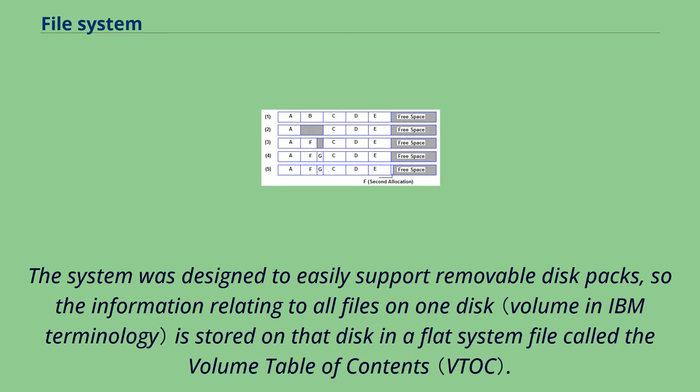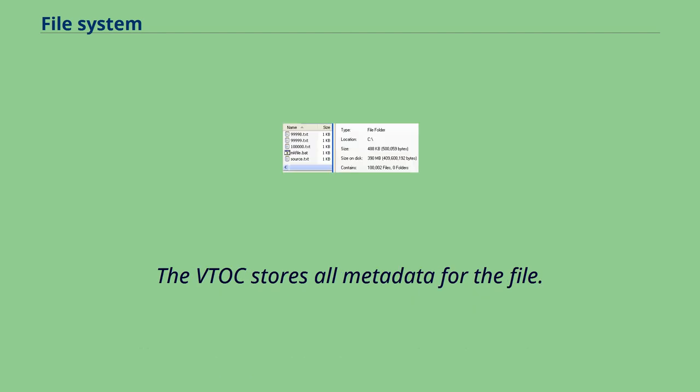Prior to the introduction of the hierarchical directory, some OS/360 systems implemented a hybrid file system. The system was designed to easily support removable disk packs, so the information relating to all files on one disk is stored on that disk in a flat system file called the volume table of contents. The VTOC stores all metadata for the file.